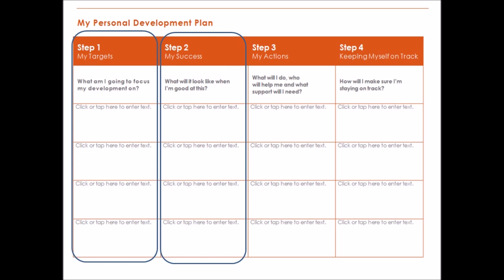Now, if you do that, you need to move to step number 3, my action. What will I do? What support do I need to fulfill and achieve the target? I will give you more details in a few minutes when I talk about the 70-20-10 model. This area will help you take action and make sure that you have all the knowledge, skills, and information on how you will get, inshallah, to your target finally.